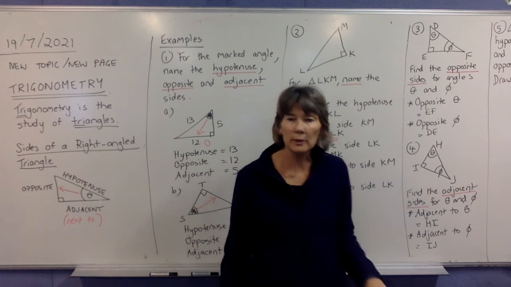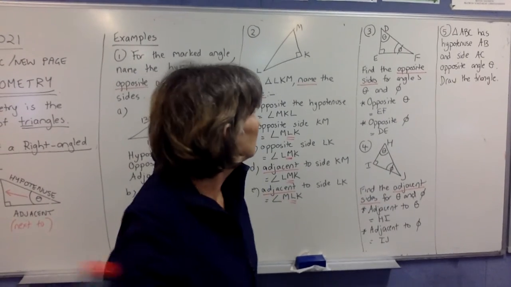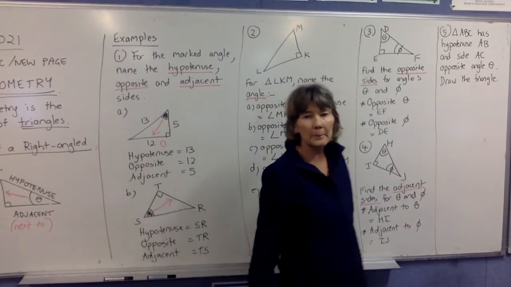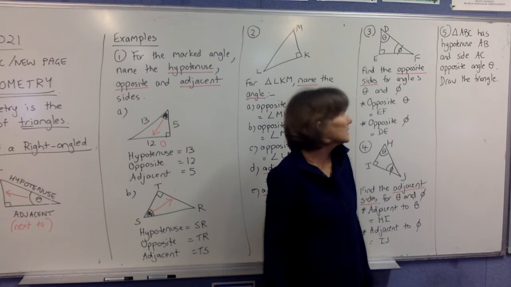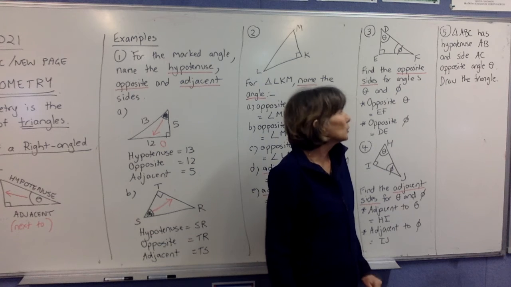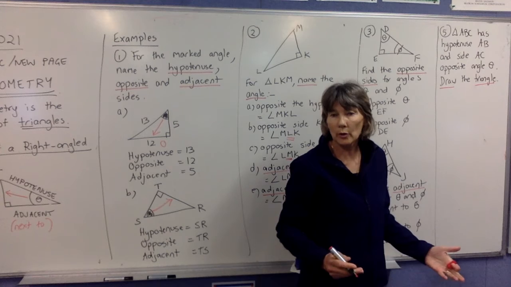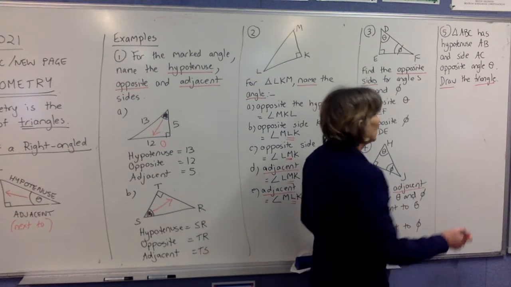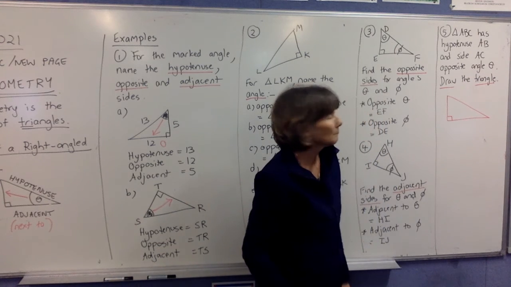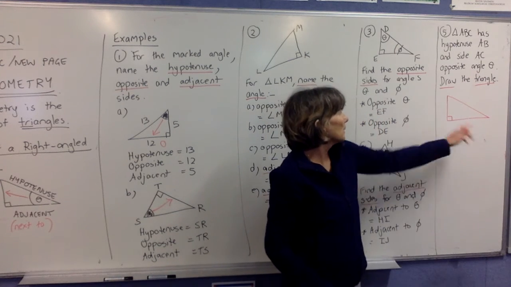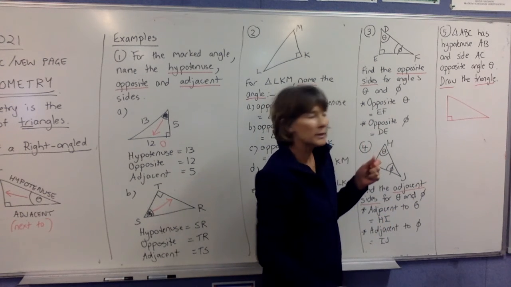Now, the next question is number 5. All right, now it says triangle ABC has hypotenuse AB and side AC is opposite angle theta. Draw the triangle. So you just draw it and look at it later and just check if it's all okay. So we're going to draw a right angle triangle up. Now we know it's ABC, but at the moment we're not sure where the A, the B and the C are going. Then it tells you the hypotenuse is AB.